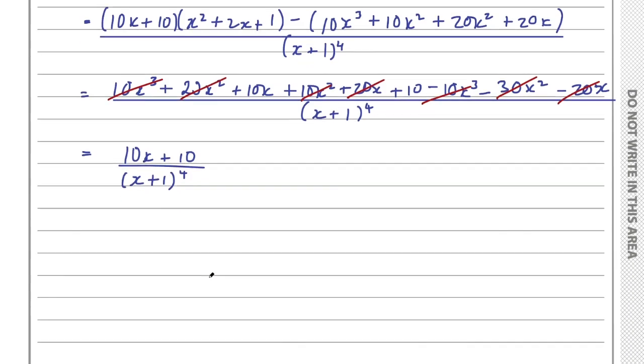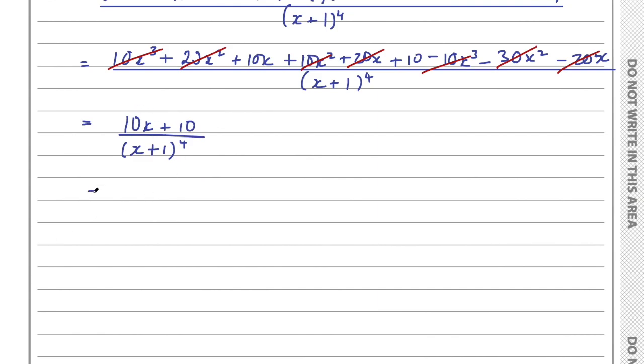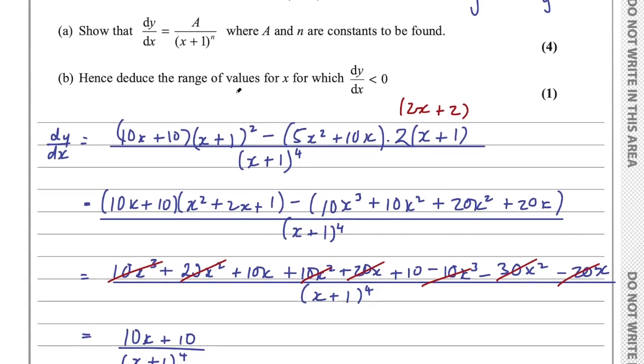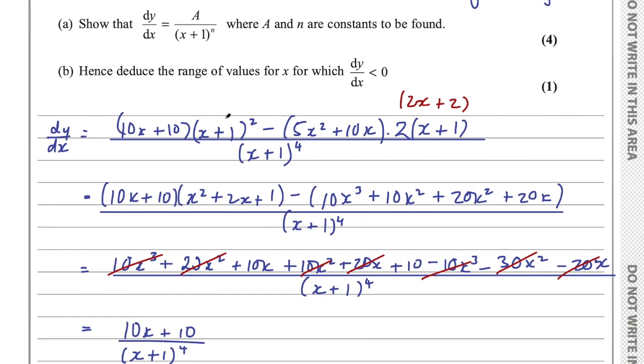all over x plus 1 to the power 4. If I factorize 10 out of that numerator, it would be 10 multiplied by x plus 1 all over x plus 1 to the power 4, and that would cancel with one of the x plus 1's on the bottom line. So then I'm left with 10 over x plus 1 to the power 3. So a then is 10 and n is 3.